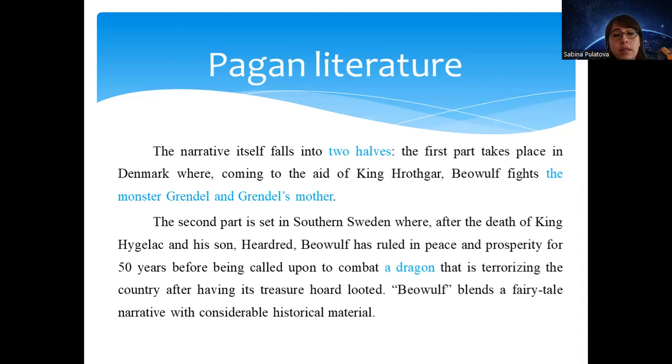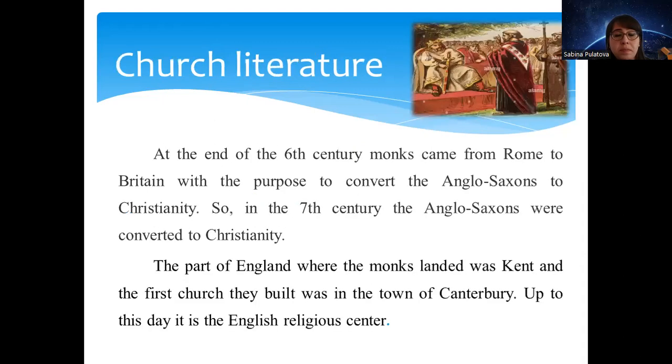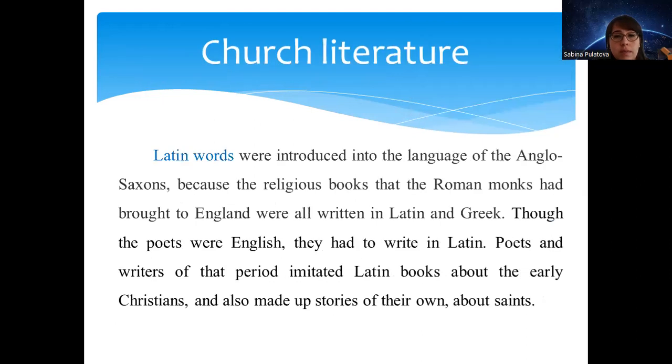Beowulf blends a fairy tale narrative with considerable historical material. At the end of the 6th century, monks came from Rome to Britain with the purpose to convert the Anglo-Saxons to Christianity. So in the 7th century, the Anglo-Saxons were converted to Christianity. The part of England where the monks landed was Kent, and the first church they built was in the town of Canterbury. Up to this day, it is the English religious center.